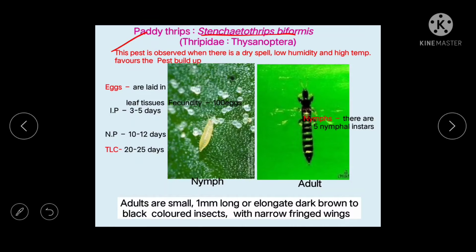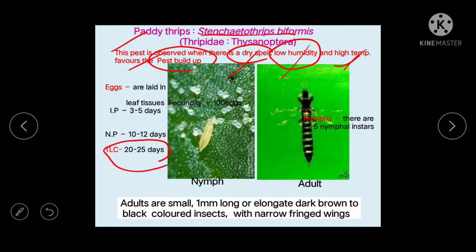So this pest is observed when there is a dry spell, prolonged dry spell, मतलब लॉन्ग टाइम के लिए ड्राई रहता है. तो अगर सैंड एरिया अगर ड्राई रहते हैं तो दिस पेस्ट विल अटैक टू द क्रॉप. Okay, and usually in the low humidity condition, high temperature, these three things will favor the pest buildup. That means अगर ये तीन चीज़ रहेंगे उस फील्ड में, like prolonged dry spell, low humidity and high temperature, then paddy thrips will attack the crop. Okay, now we'll see the life cycle.